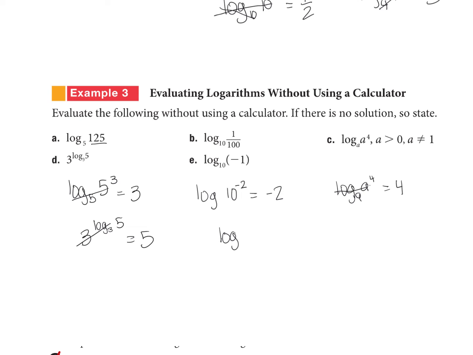Log base 10 of negative 1. This, my friend, is very interesting because 10 raised to some power has to equal negative 1. Can I multiply 10 by itself, or any fractional value of itself, and get a negative number? And the answer is no. This does not exist.